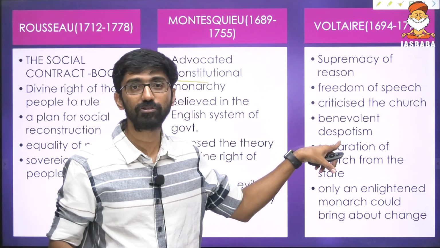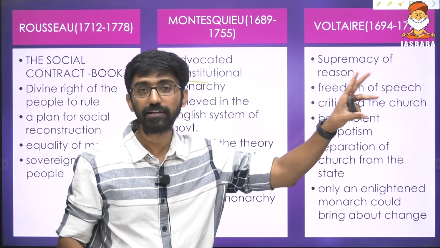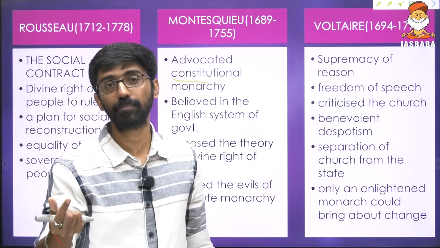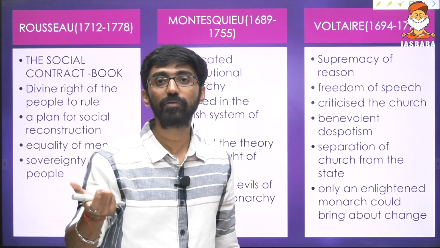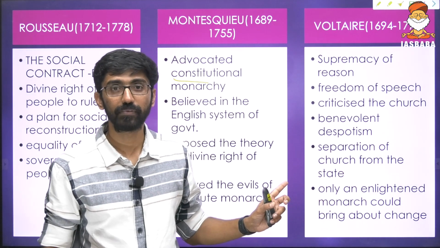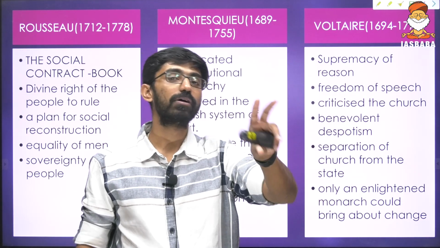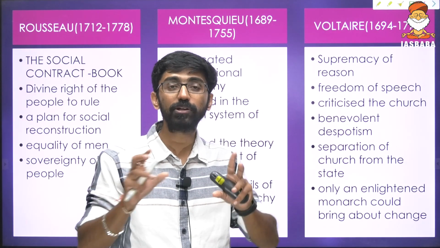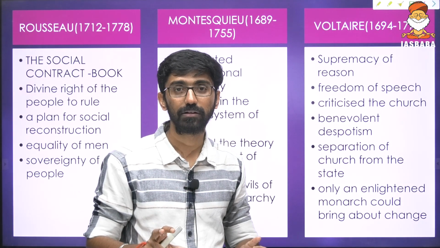He is for benevolent despotism. Yes, let kings rule, but they should be benevolent towards the people. They should be kind towards the people. They should not be cruel towards the people. And he talked about how the church should be separate from the state. The priestly class should not be involved in governance activities, or in running the government; there should be no say of the priestly classes.